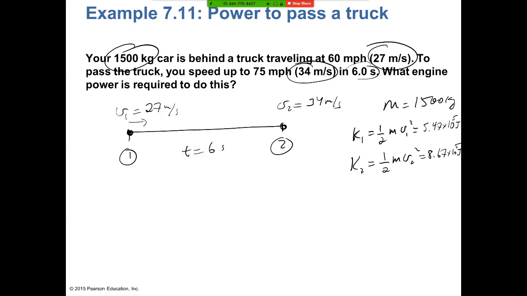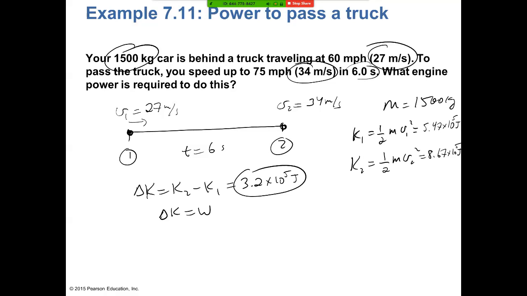So that means I can calculate delta K, because I have K2 and K1. This is equal to K2 minus K1. If I do the difference of those two, we get 3.2 times 10 to the 5 joules, which is the difference between kinetic energy at point 2 and at point 1. Remember, delta K is equal to the work done. That means the work done by your engine is also equal to 3.2 times 10 to the 5 joules, because that's how much your kinetic energy changed.